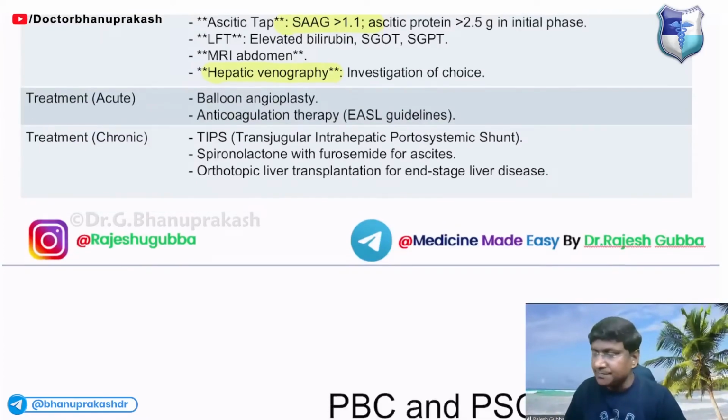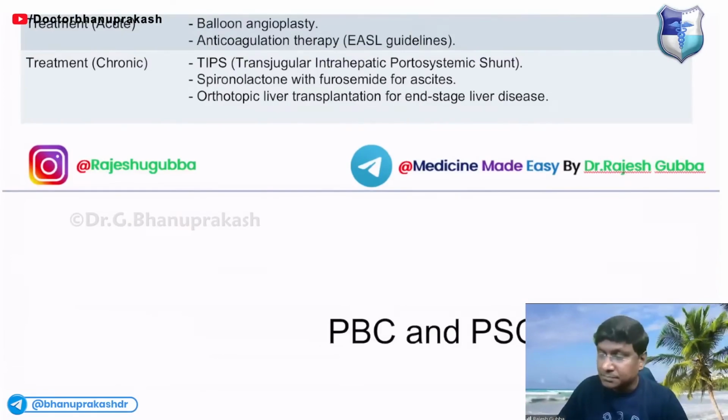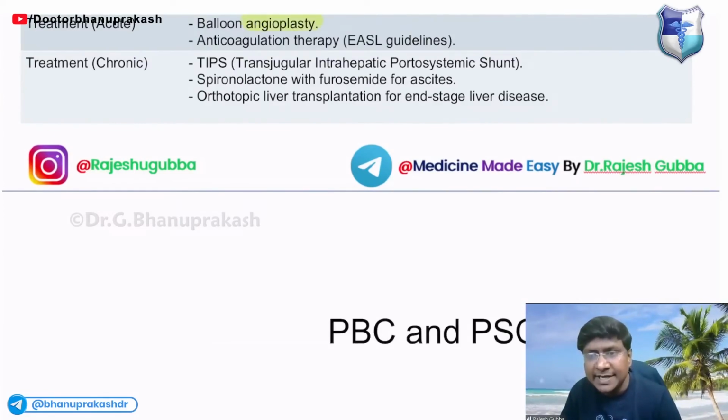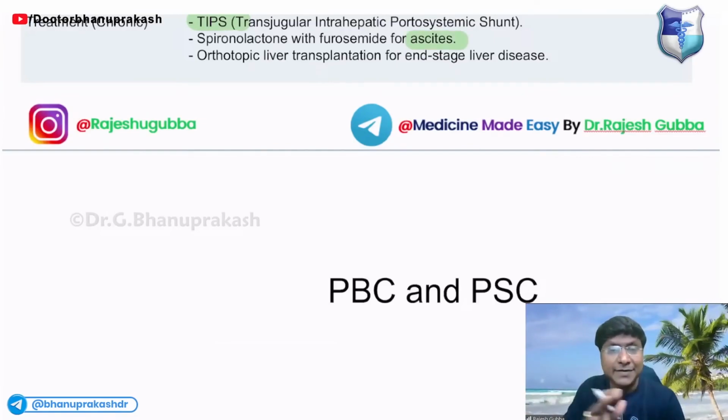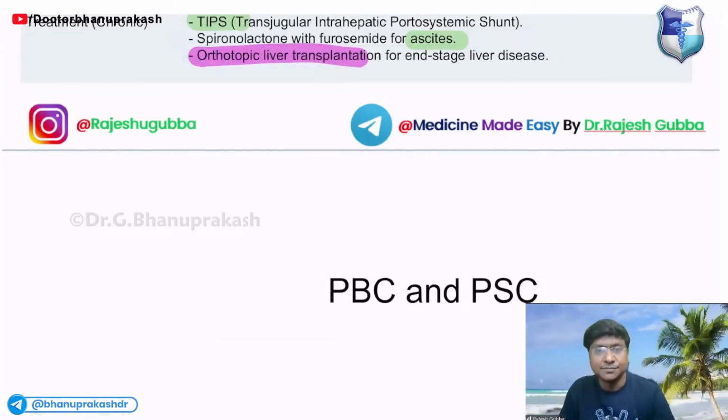So then how do you treat these patients with Budd-Chiari syndrome? If it is the acute form of Budd-Chiari syndrome, then you need to do balloon angioplasty and anticoagulation therapy has to be given. But if it is the chronic form, then you need to do TIPS, that is transjugular intrahepatic portosystemic shunt. If the patient is having ascites, you need to give diuretics, that is spironolactone and others. But if because of Budd-Chiari syndrome the individual has gone into end-stage liver disease, that is the point when you need to do orthotopic liver transplantation.